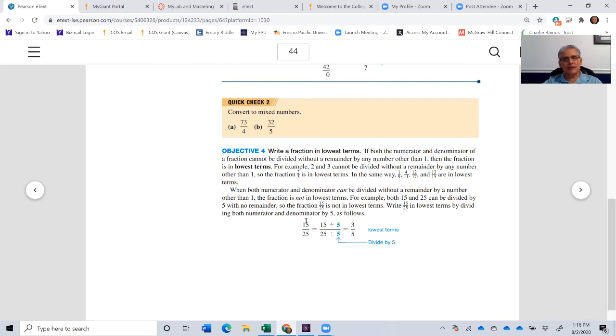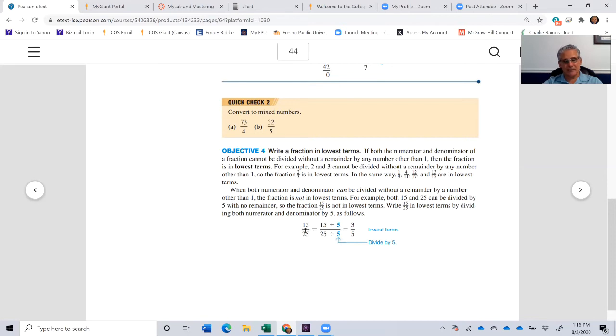So 15 over 25, since we know that both of those can be divisible by 5, we're going to take this one at a time. 15 divided by 5 gives us 3. 25 divided by 5 gives us 5. The result of us using 5 will give us 3 over 5. So 15 over 25 is equal to 3/5.